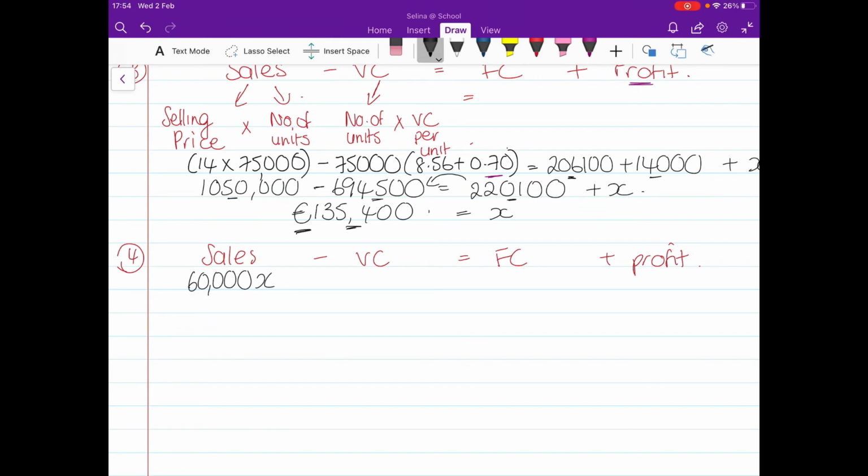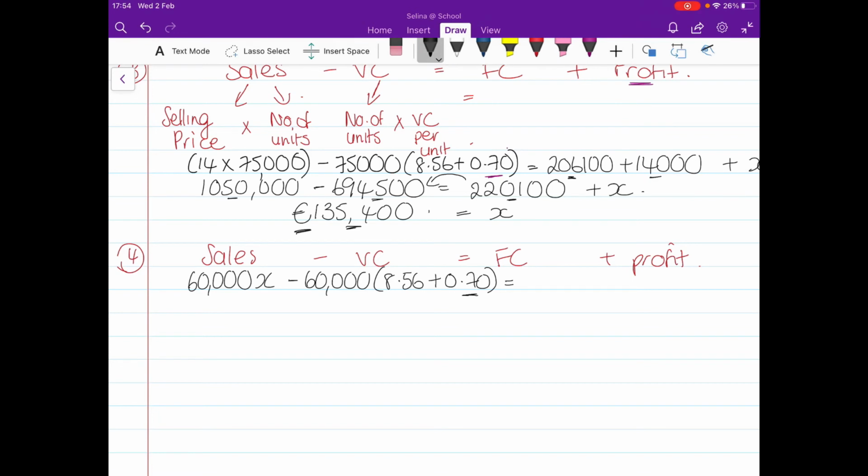My variable cost, we know the number of units, so it's going to be 60,000 units multiplied by our variable cost per unit, which hasn't changed. So we're just using the exact same as the original, so the €8.56 plus the 70-cent commission. Again, if you're doing a more recent question, your selling commission would have to change here.